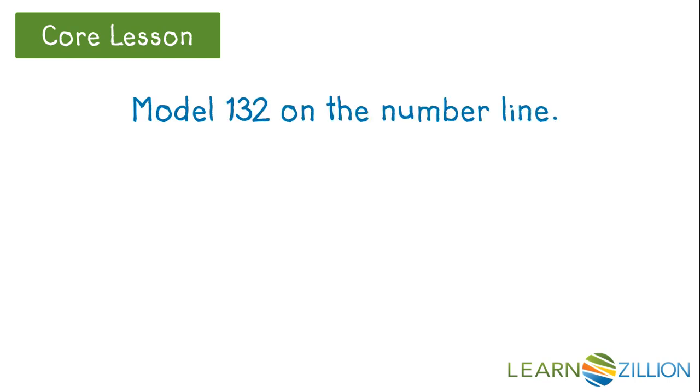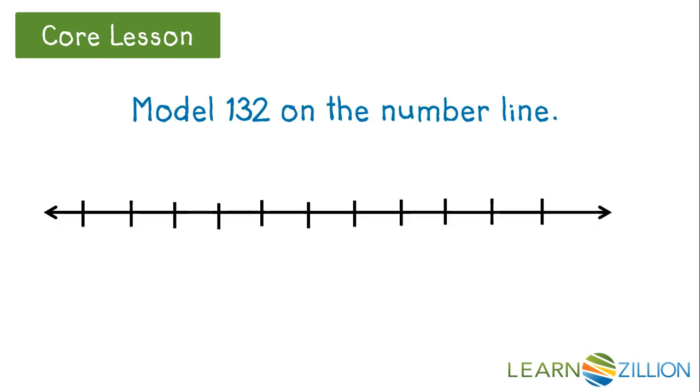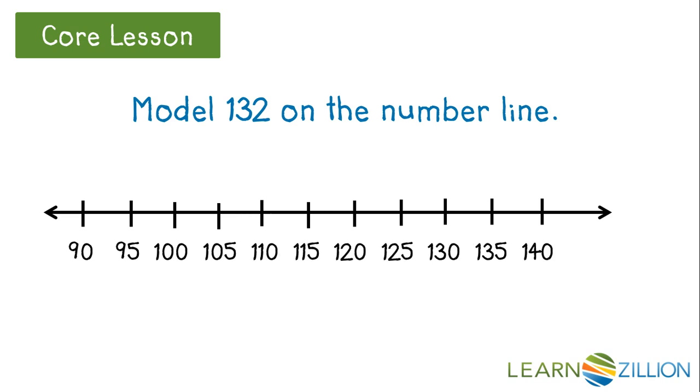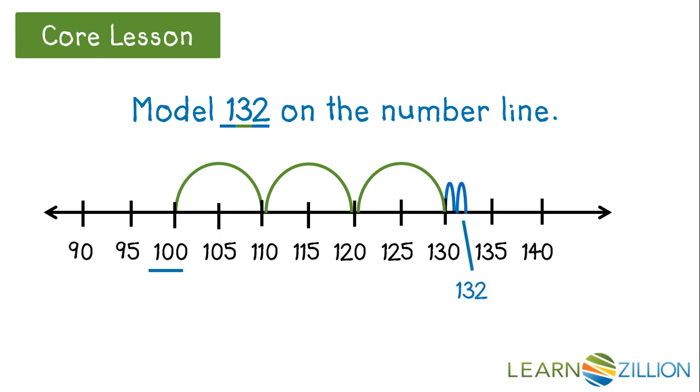Let's try a 3-digit number, 132. 90, 95, 100, 105. Our number line counts by 5s, so we need to think about that as we're working. We have 100, 3 tens, so let's jump 3 tens. So I have to do 5 and 5 is 10, 20, 30, 3 tens, and 2 ones. 1, 2, and that brings us to 132.